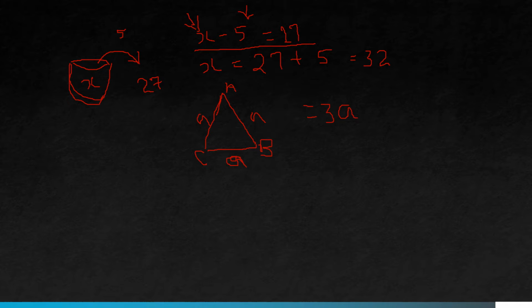A constant is a value that will never change. So 5 will always remain 5, 1 will always remain 1, 2 will always remain 2. Similarly, this 27 is also a constant value. The value of 27 will always be 27, but the value of x will vary. The value of x might be 1, might be 2, whatever value you want to put in place of x, you can put that value.